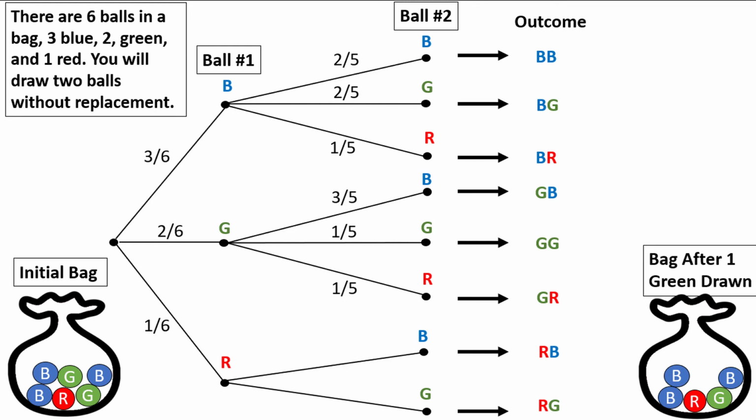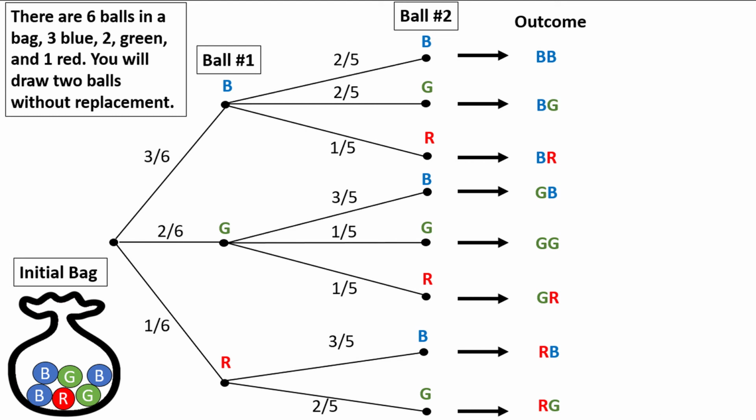If a red ball was drawn first, we just have 3 blues left and 2 greens. So there's a 3 out of 5 chance of drawing a blue, and a 2 out of 5 chance of drawing a green. And we have no branch for red since there are no reds left. Okay, now we are ready for the probabilities.